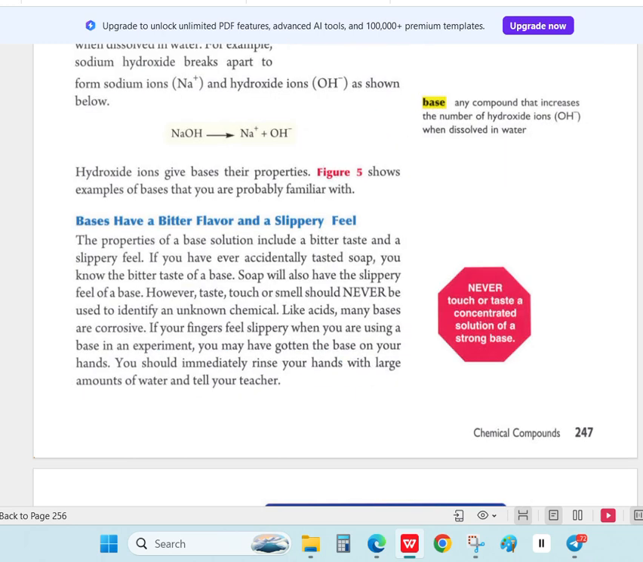Now, the properties of a base. The special property of a base is that it has a bitter flavor or taste.